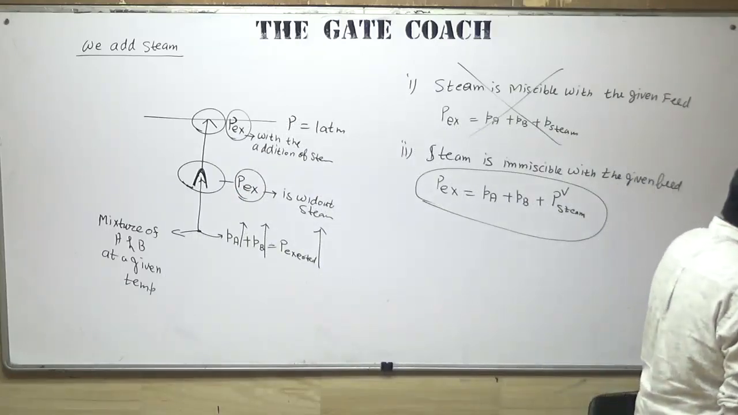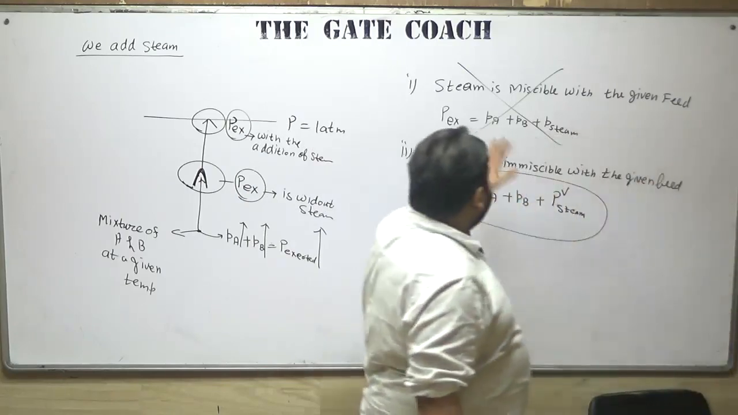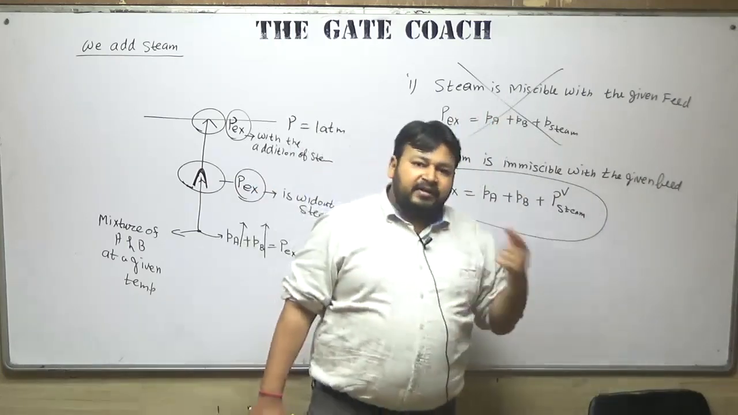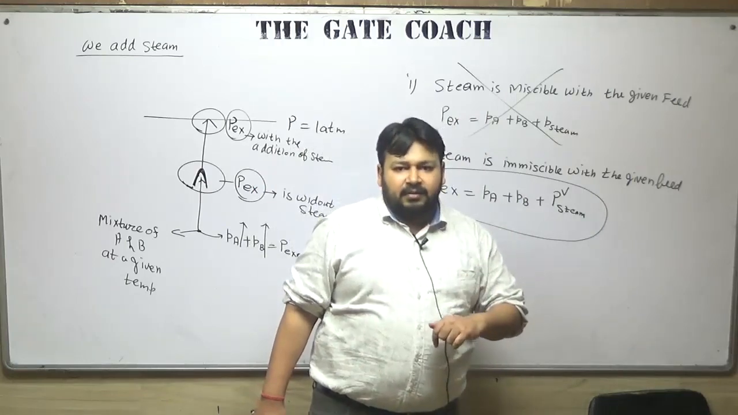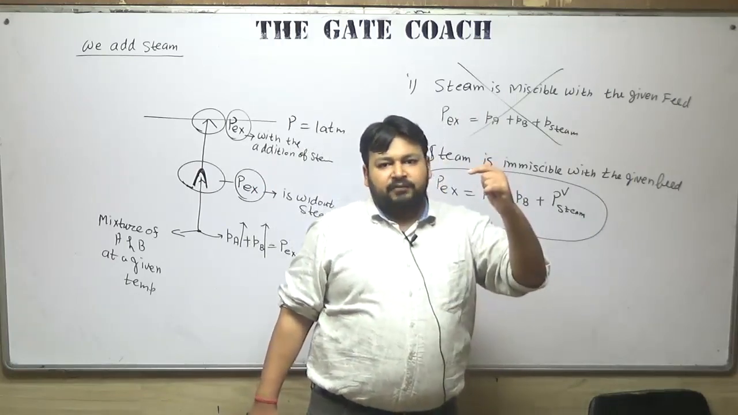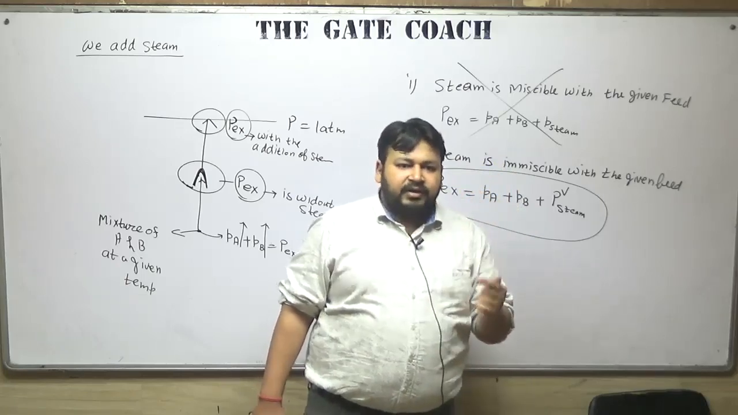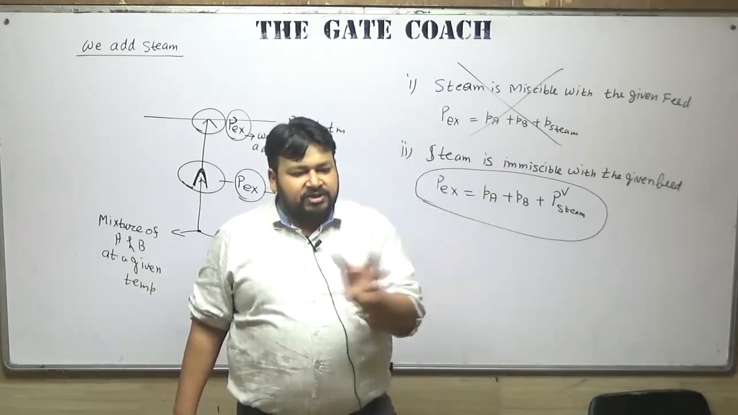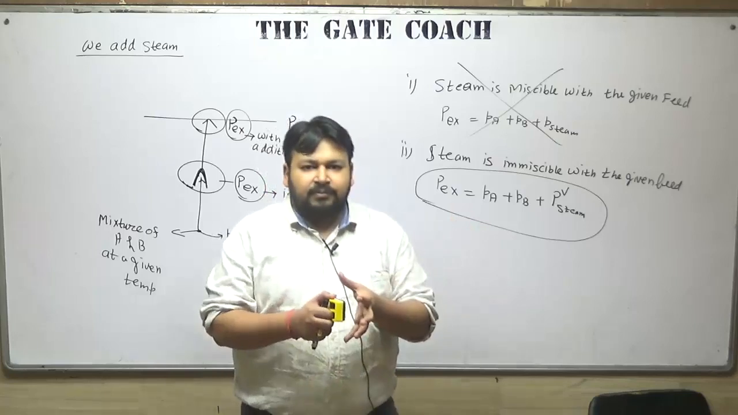Why we didn't use the miscible steam, Abhishek? I told you, if miscible steam is used, then further you need to separate it from the more volatile component. If the steam is miscible, then the top product, which is initially the more volatile component only, is now the more volatile component plus the steam.